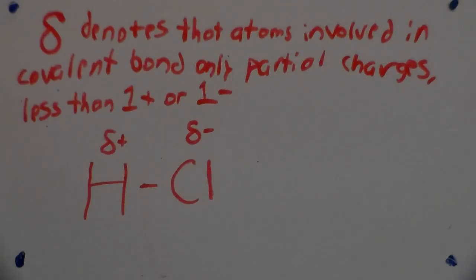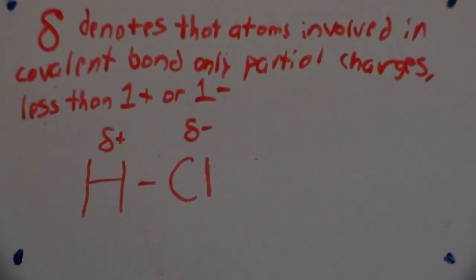Delta denotes that atoms involved in covalent bonds only have partial charges, less than 1 plus or 1 negative, as shown in the example below.